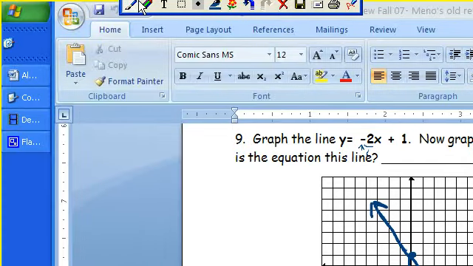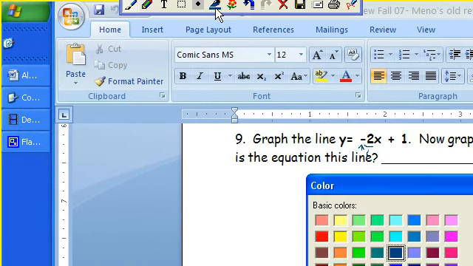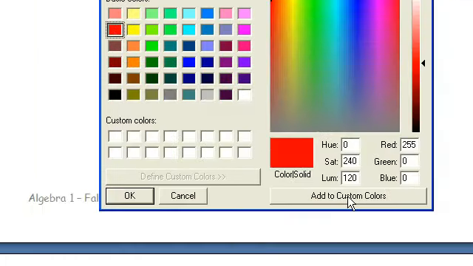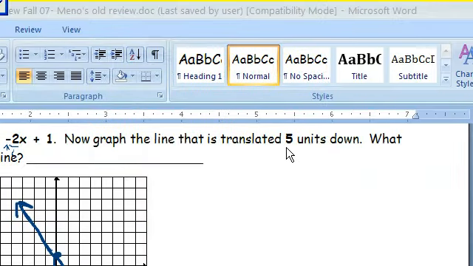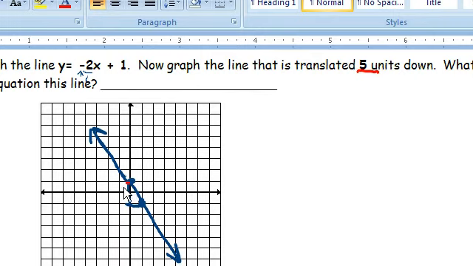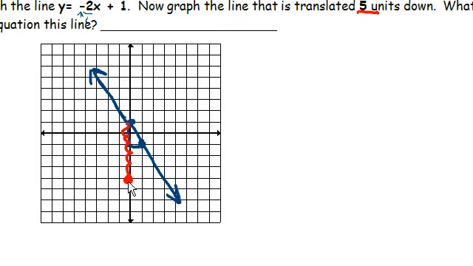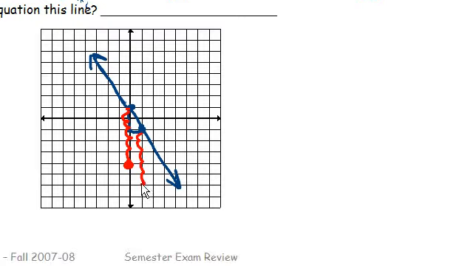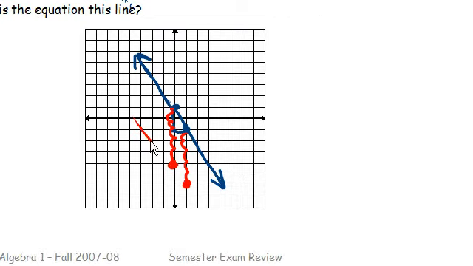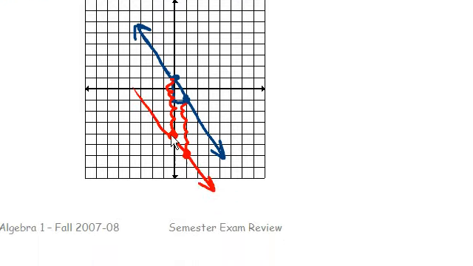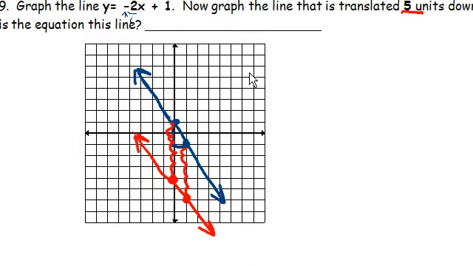But then they're asking us to do something special to it. They're asking us to translate it down 5 units. So when we translate it down... oh, come on now, don't do this. 1, 2, 3, 4, 5. There's our new point there. We can translate this one down 1, 2, 3, 4, 5. And we can draw our new line here. So there's our new line that's translated down 5 units.